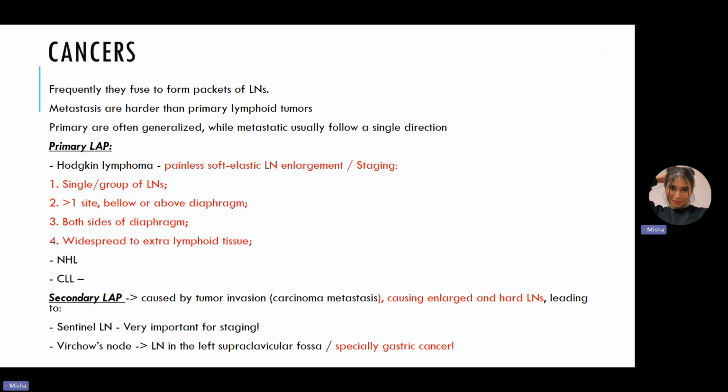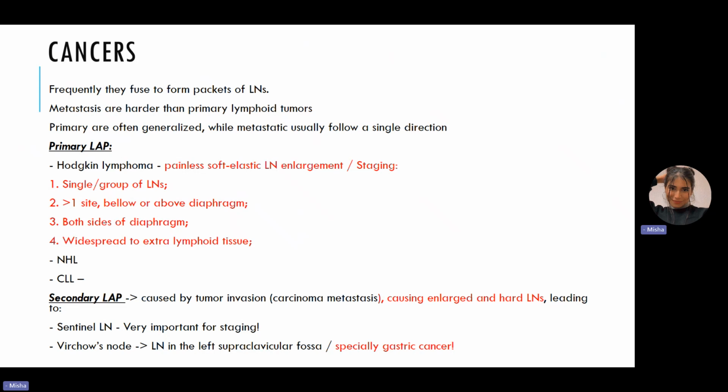Okay. In the case that we talk about secondary lymphadenopathy, I know that you probably understand that it is due to metastasis, right? In this case, it causes an enlarged and very hard lymph node. And in this case, we know that sentinel lymph nodes are the most important because that's where the cancer drains. This is the first lymph node that it drains to. If I want to know if the cancer has spread or not, what would I biopsy? I would biopsy the first sentinel lymph node, right? And in this case, we'll be able to see that.